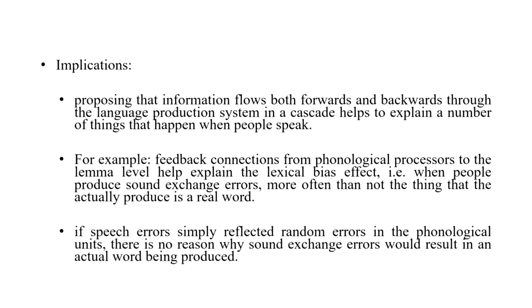Other implications of having both backward and forward information flow, and also this cascaded flow of activation, are that they can help us explain a number of findings which have not been accounted for by Levelt's model. For example, feedback connections from phonological processes to the lemma level can explain what is called the lexical bias effect. Just as an aside, the lexical bias effect is when people make sound exchange errors, they end up producing actual words rather than non-words. If you are mixing sounds and erroneously speaking, whatever you speak out has more chance of being a word than a non-word.